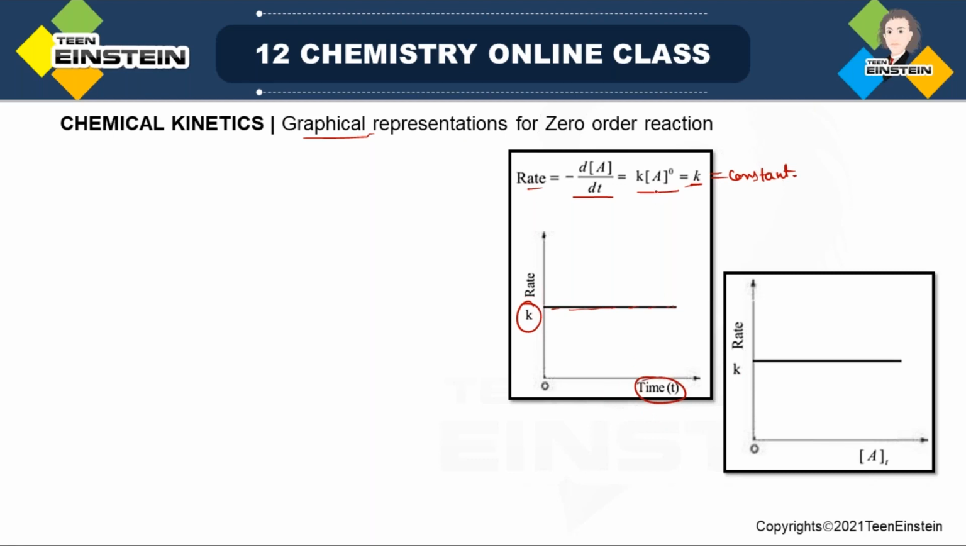Similarly, rate is also not dependent on the concentration of A. So when we take the concentration of starting material on the x-axis, again you will get a line which is parallel to the x-axis. Sorry, it is rate, not k. It is R. So rate is not dependent on time and even the concentration of starting material.